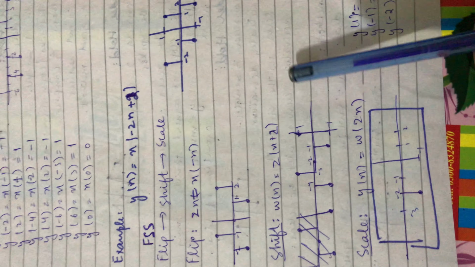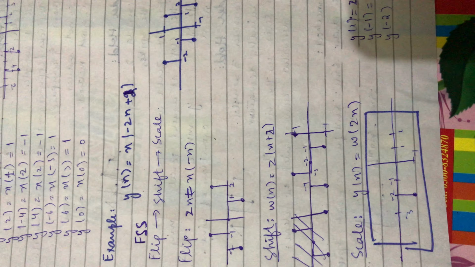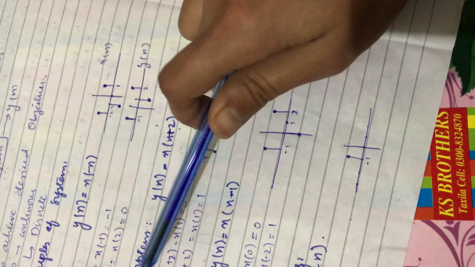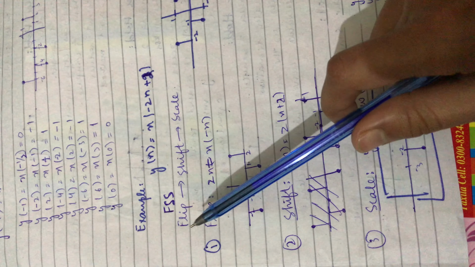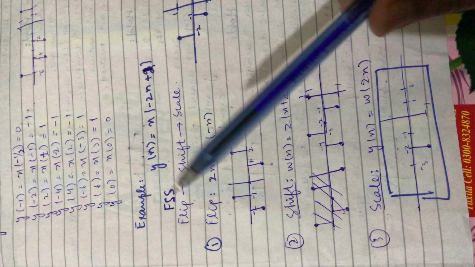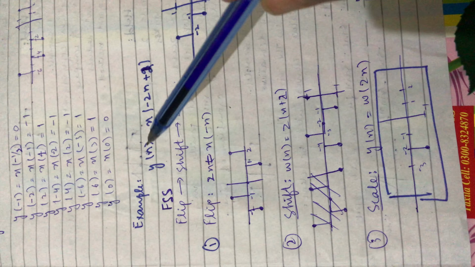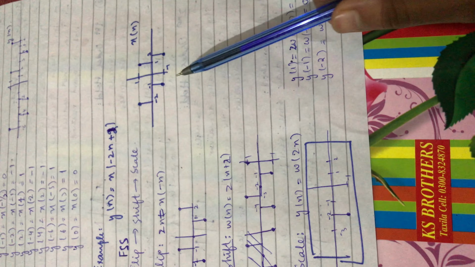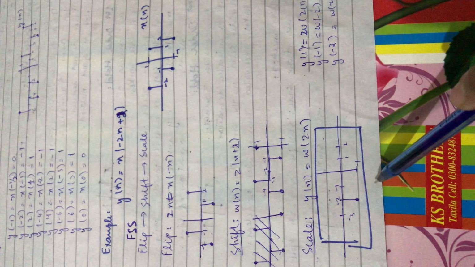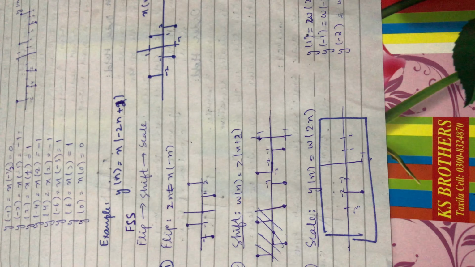For example, if we have a question in which we have to apply all 3 techniques: flip, shift, and index scaling, then we give priority to the flip, then shift, and then scale. First we flip our signal, then we apply the shift system, and at the last we apply the scale system, and this will be our desired output at the end.